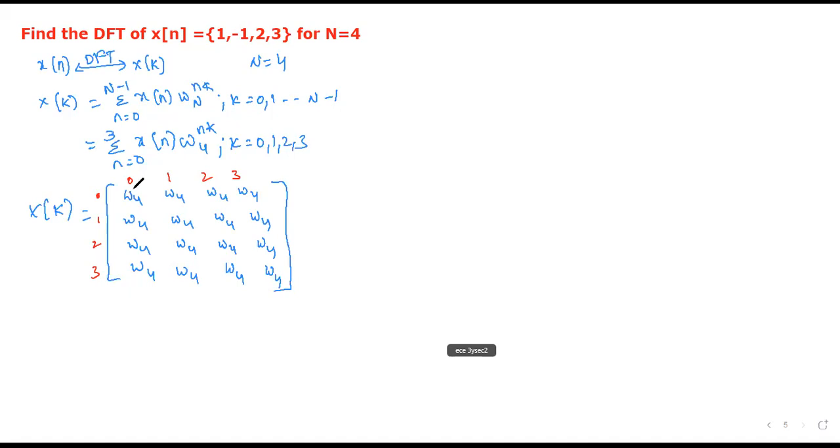Omega 4 power, what is the index here? 0 into 0, 0. 0 into 1, 0. 0 into 2, 0. 0 into 3, 0. Coming to here, 1 into 0, 0. 1 into 1, 1. 1 into 3, 3. 2 into 0, 0. 2 into 1, 2. 2 into 2, 4. 2 into 3, 6. 3 into 0, 0. 3 into 1, 3. 3 into 2, 6. 3 into 3, 9.